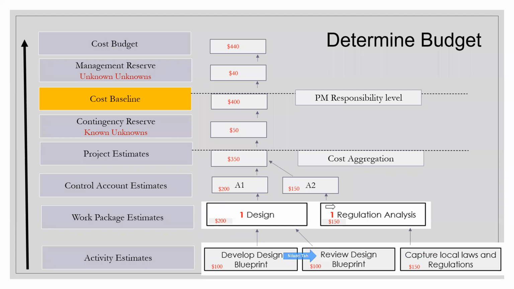And then we have got this regulation analysis package, in which we have got this particular activity captured, where we are capturing the local laws and the regulations. So like this, we formulate the different kinds of work packages we have got. Maybe a project management work package, or maybe something else like the audio video work package and so on. So different kinds of work packages are coming into this stage.